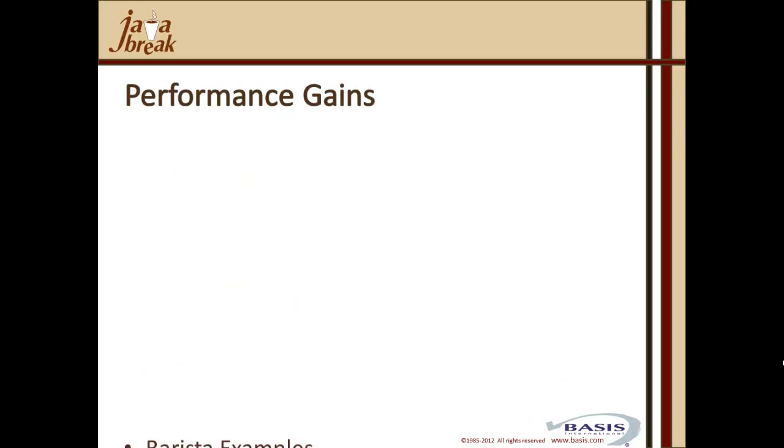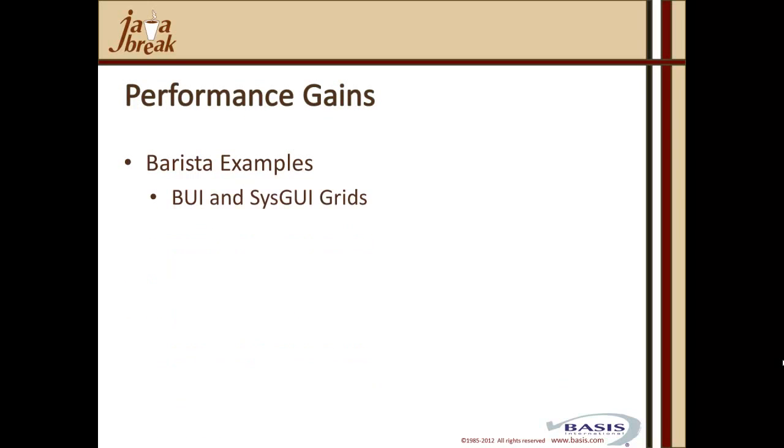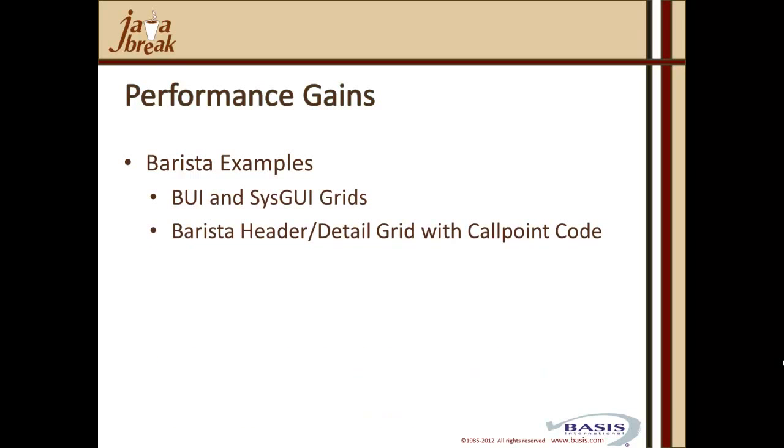So firstly, talking about performance gains, the Barista examples we have today are BUI and SysGUI grids, Barista header detail grid with core point code, specifically where we have a detail grid that is going to execute core point code between each line of that detail grid. And then we'll look at Barista's query optimization.